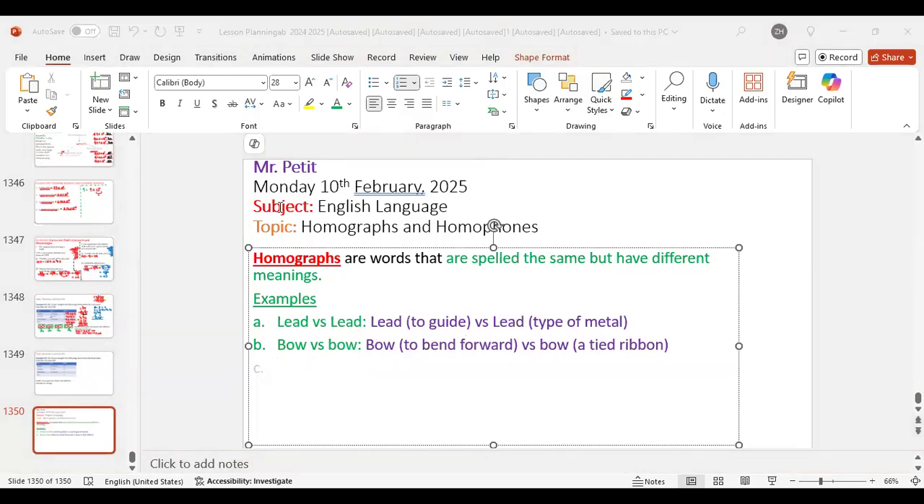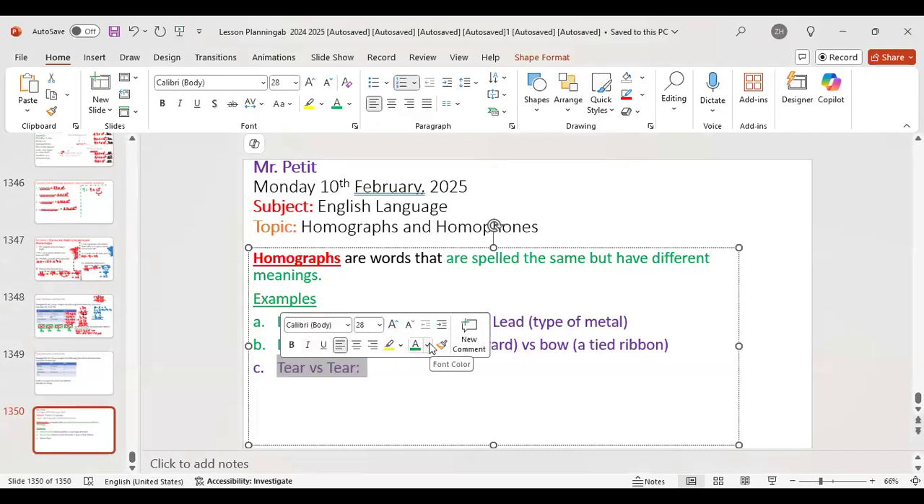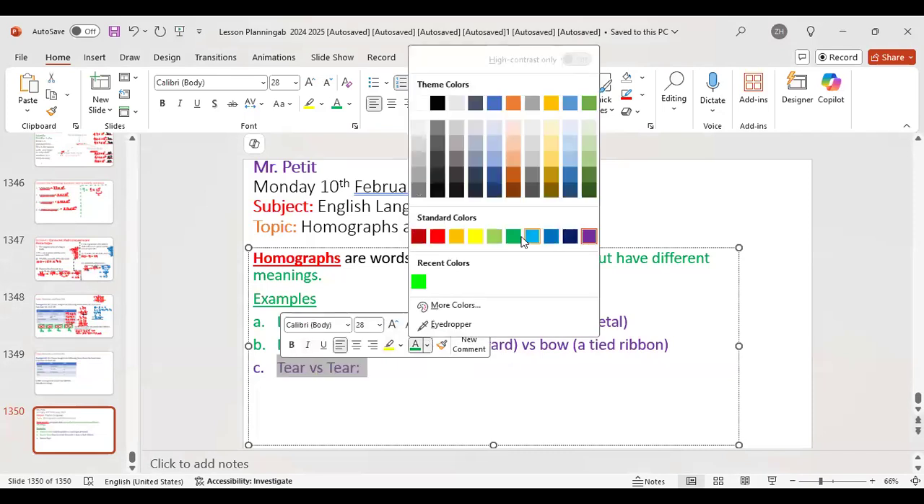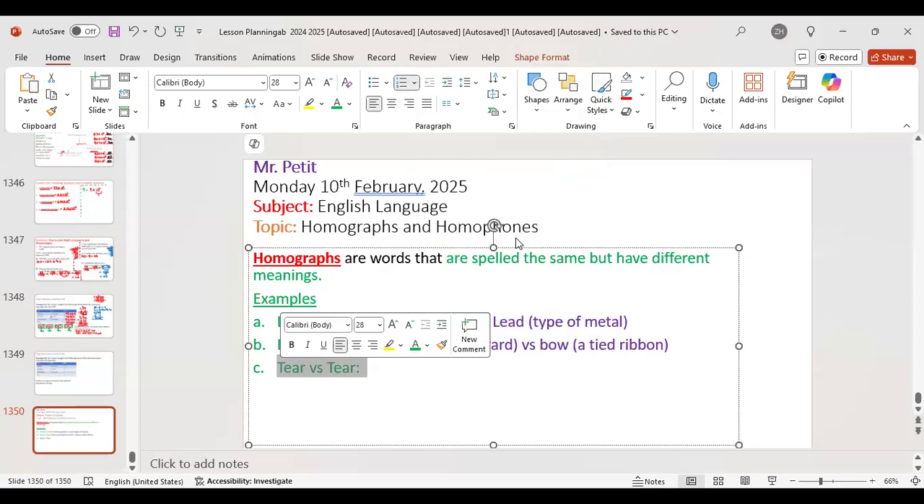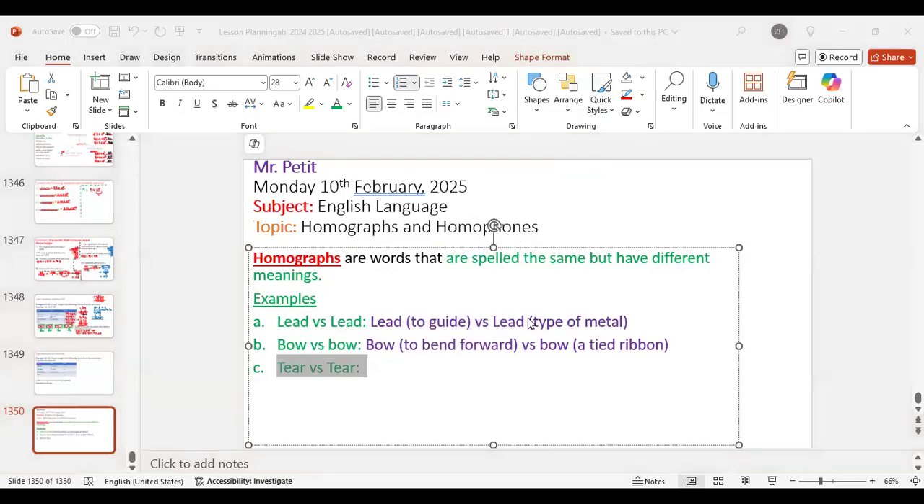All right, let me give you all one. Let me see if y'all could say the difference between this one. Like you mean rip something apart and cry a single teardrop? Yes. So tear versus tear. But they sound alike.